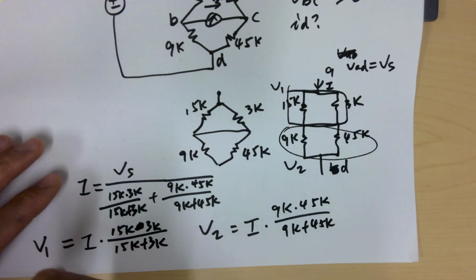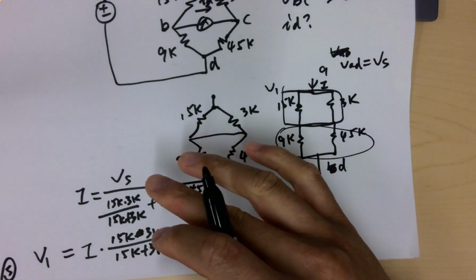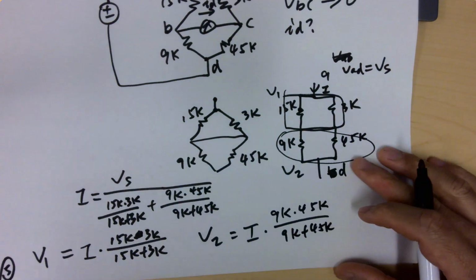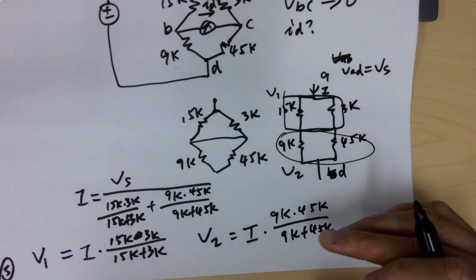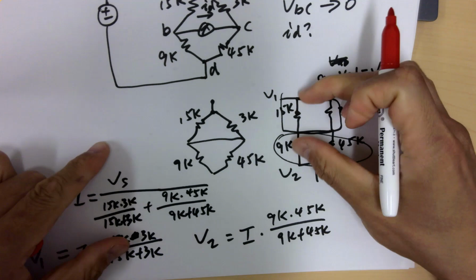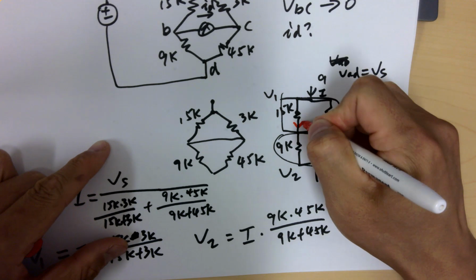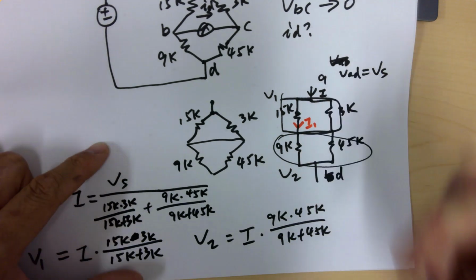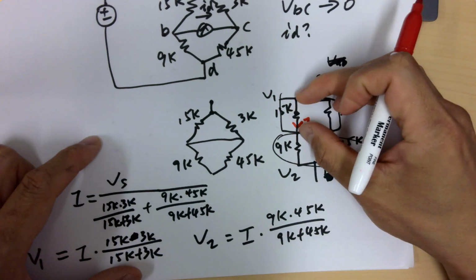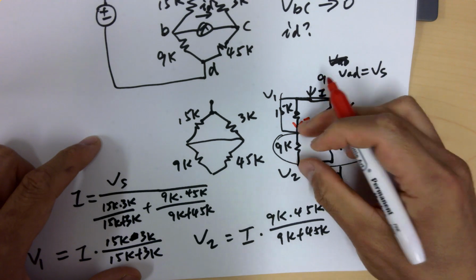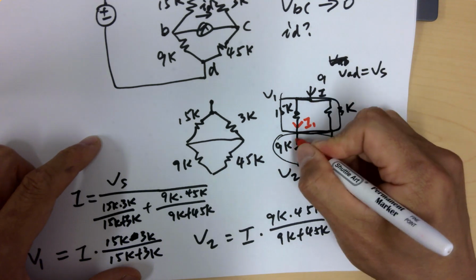In that case, since we know the voltage, I'll just draw it here. You know the voltage across it, and you know the resistance of every single one. So you will be able to calculate the current here, I1, let's say. I1 can be calculated because you know the voltage and the resistance. Same here. You have V2, which is the voltage across the parallel resistors, which is also the voltage across 9K. So you can calculate I2.